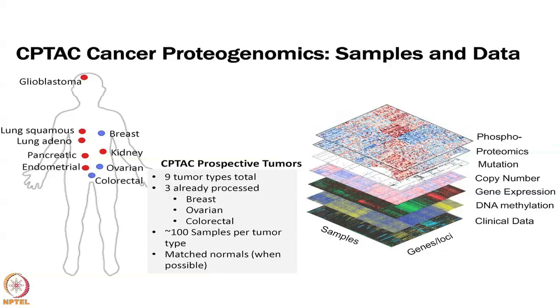And now the next iteration of CPTAC, which is ongoing, we are now looking at prospective tumors, meaning tumors that were not collected by TCGA. They're being collected specifically for CPTAC. And there are 9 tumor types total, three of them are repeats, so they're prospective samples from breast, ovarian, and colorectal. And then there's about 100 samples that we're collecting for these other tumor types as well. Again, doing the same types of analysis and trying to better understand cancer by integrating all of these different methods.